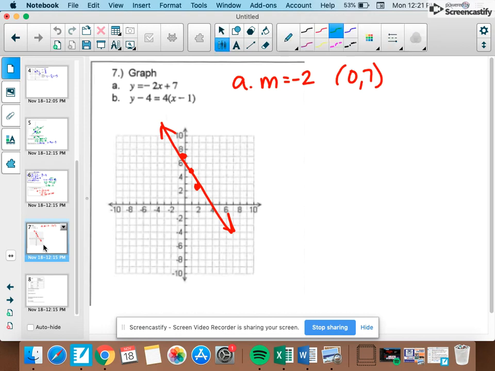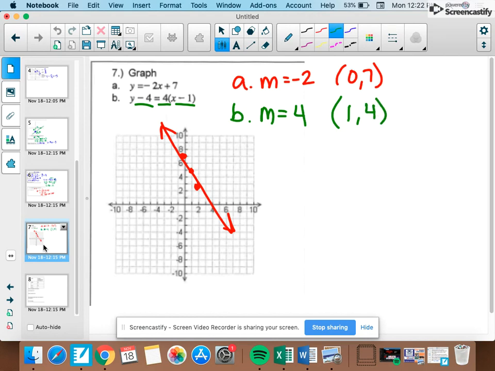The next one, B, is in point-slope form. So again, I'm given the slope is 4. That's in front of our parentheses. And then I take out the opposite point. So opposite of negative 1 is positive 1. Opposite of negative 4 is positive 4. That is my starting point.